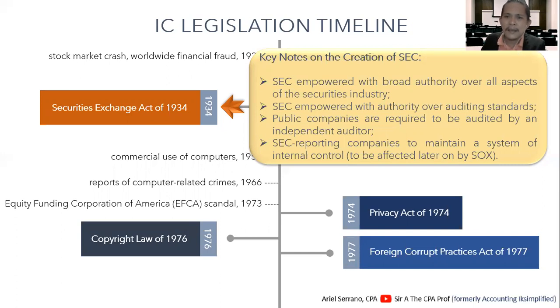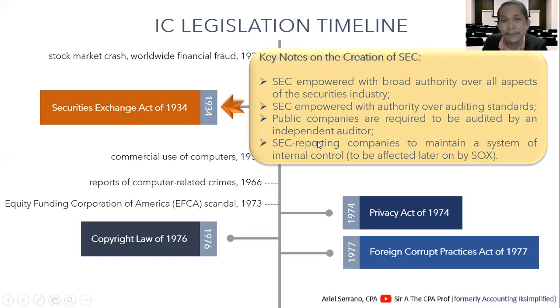Some of the keynotes in the creation of the SEC is that the SEC is empowered with broad authority. So malawak na kapangyarihan over all aspects of the securities industry. They are also, or the SEC is also empowered with authority over auditing standards. Okay, so meron ding kapangyarihan sila sa auditing standards. And yung mga public companies, they are required to be audited by an independent auditor. And etong mga SEC reporting companies or mga companies na sumusunod or nagre-report sa SEC, kinakailangan nila na mag-maintain ng systems of internal controls. Na later on, ito ay magiging affected, okay, by the Sarbanes-Oxley Act or the SOX. Because although as early as 1934, may mga internal controls na mga batas na, pero hindi ganoon ka-lenient ang application, ng implementation. Okay?